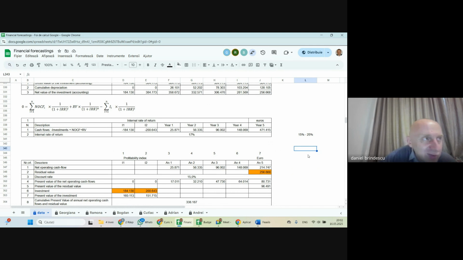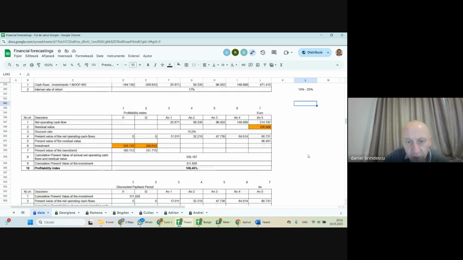For sure, I will ask you what the value of the net present value would be if the internal rate of return would be equal to the discount rate. And for the same scenario, what the profitability index would be. You have seen that the net present value would be zero and the profitability index would be 100%.